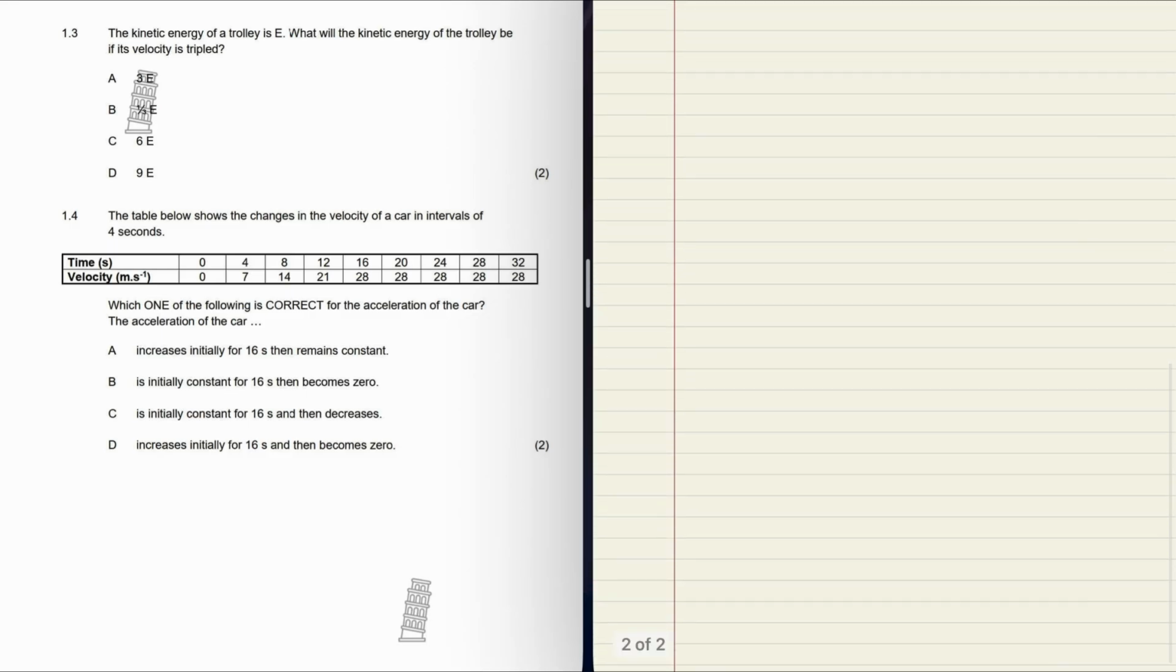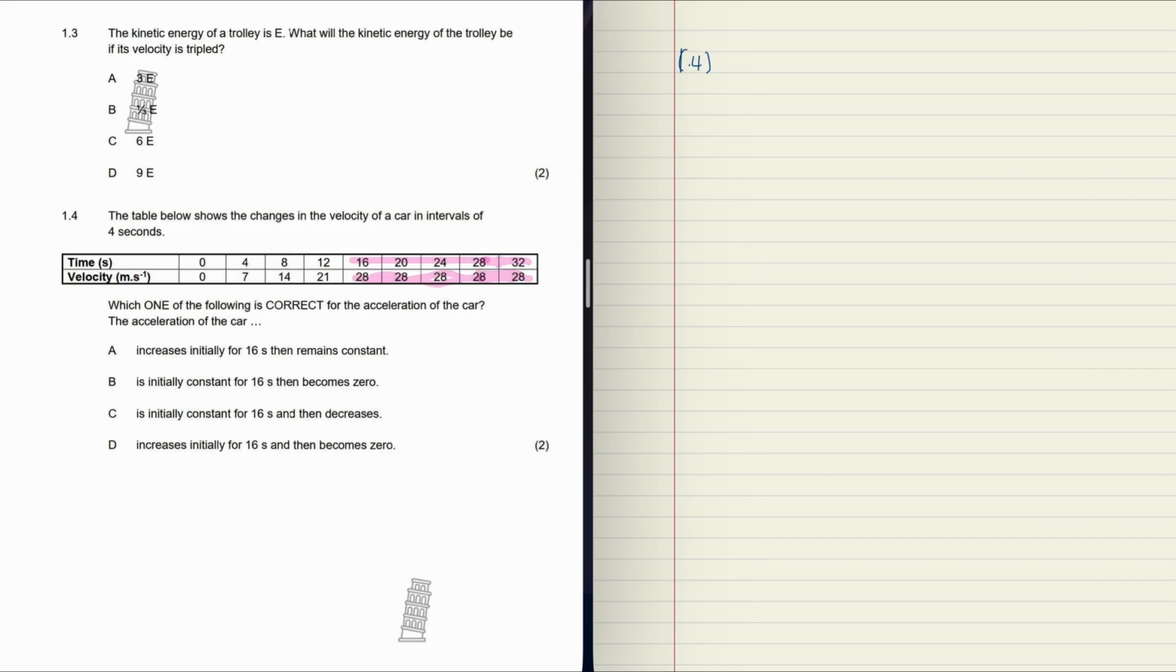Question 1.4. The table below shows the changes in the velocity of a car in intervals of 4 seconds. So when time is 0, velocity is 0. When time is 4, velocity is 7. And from the looks of this, it seems like as the time is increasing, the velocity is increasing, except at this moment here, between 16 and 28 seconds, the velocity is constant. Well, actually here, all the way through here.